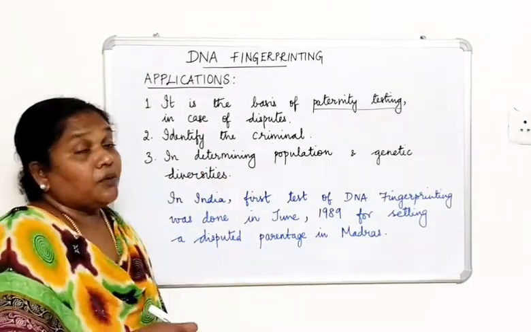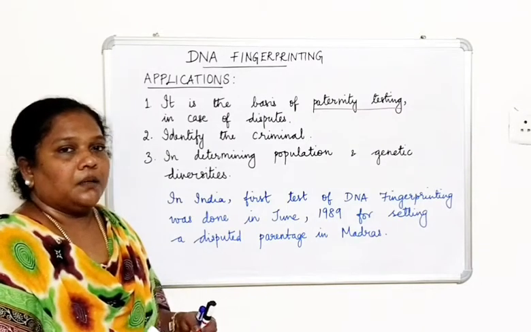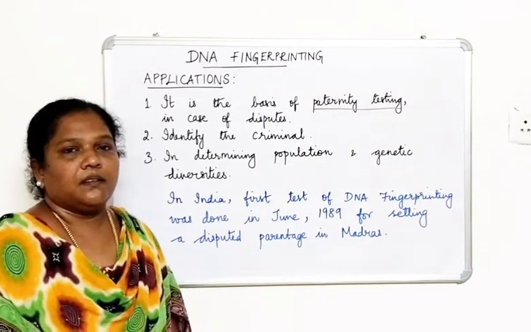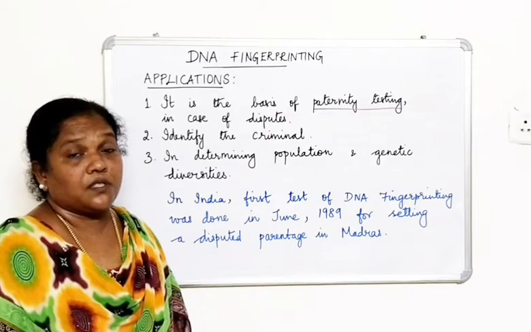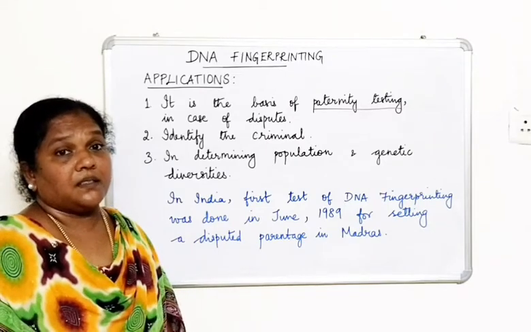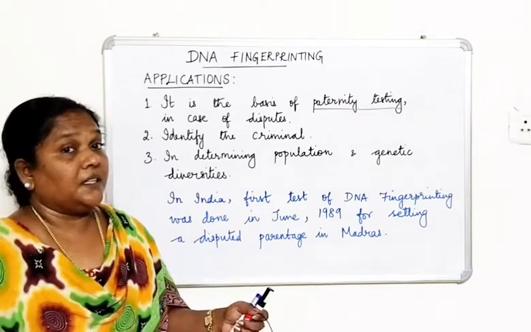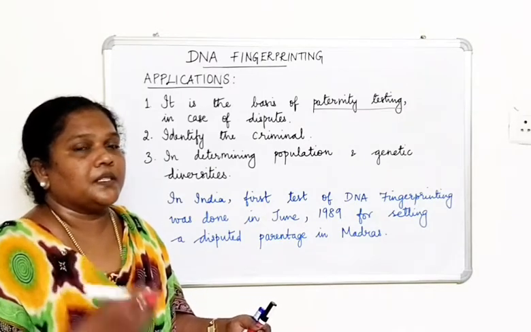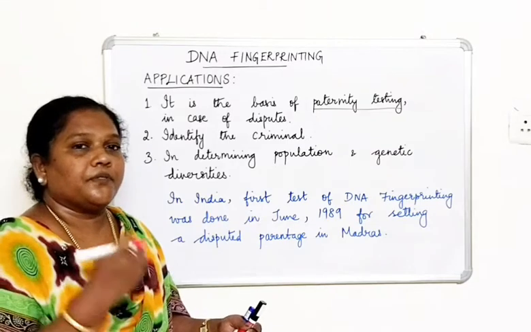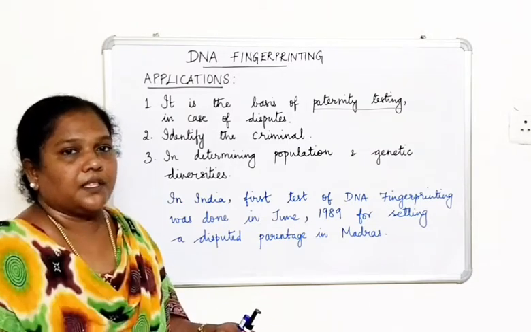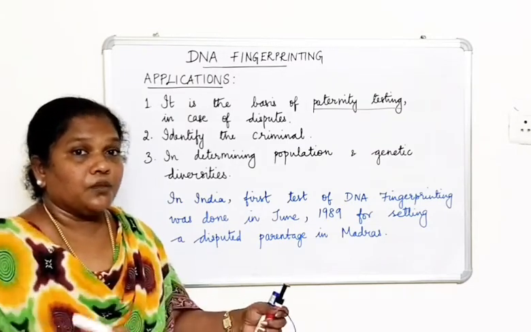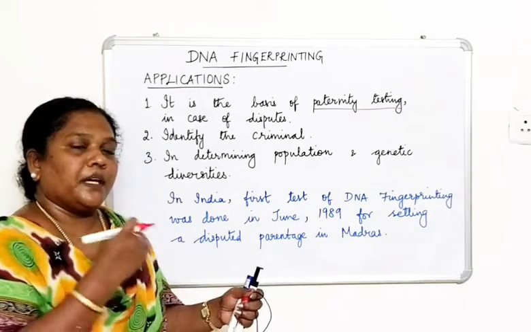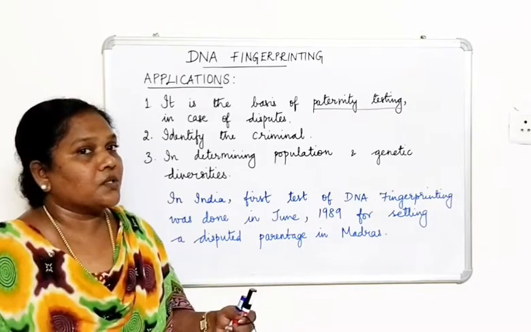Next one, identify the criminal. We have studied how to identify the criminal, right? After completing the agarose gel electrophoresis method, the DNA will be separated. All those procedures we have studied. So using VNTR, variable number of tandem repeats, as a probe, we are able to separate the fragments with the help of the autoradiogram, everything. Then you will be able to come to a conclusion who the criminal is, whether individual A matches the crime scene or individual B matches the crime scene.